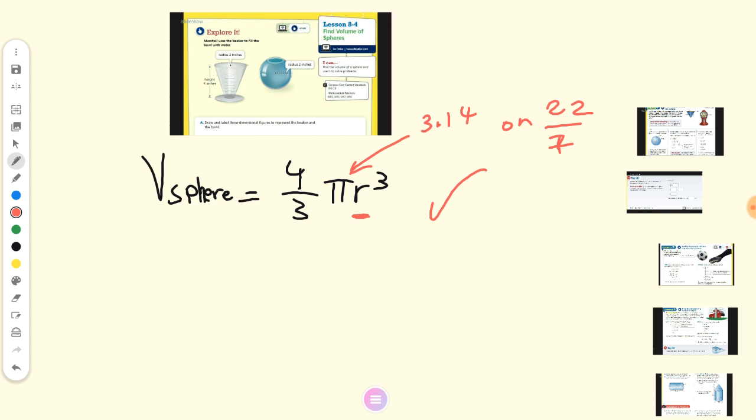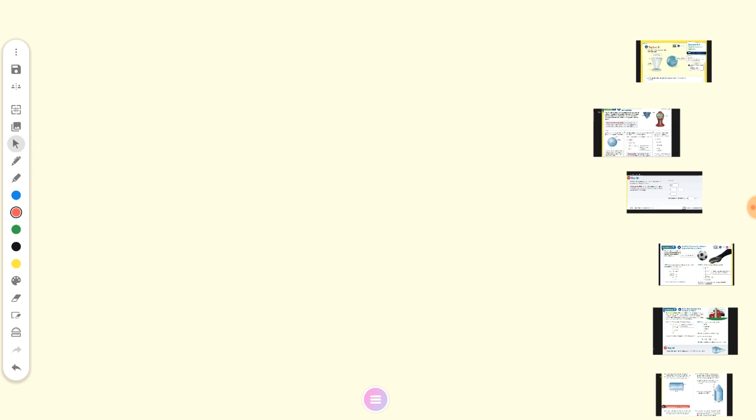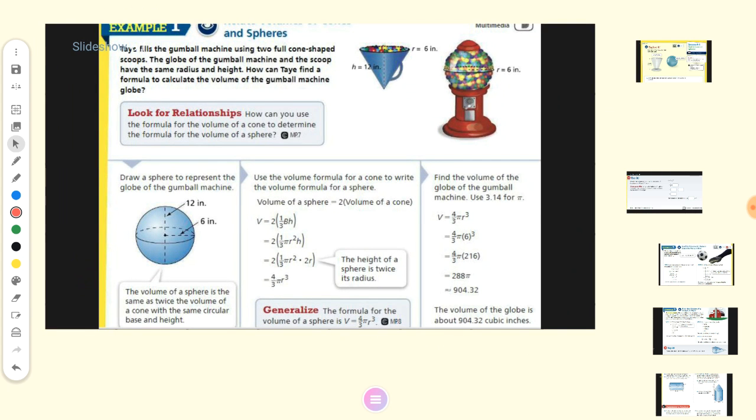From where do we get this rule? To know that, you have to see what we will do now. Actually, we can consider the sphere as two cones. And the volume of a cone, we studied in the last lesson, is 1 over 3 pi r to the power 2 h. This is V cone.